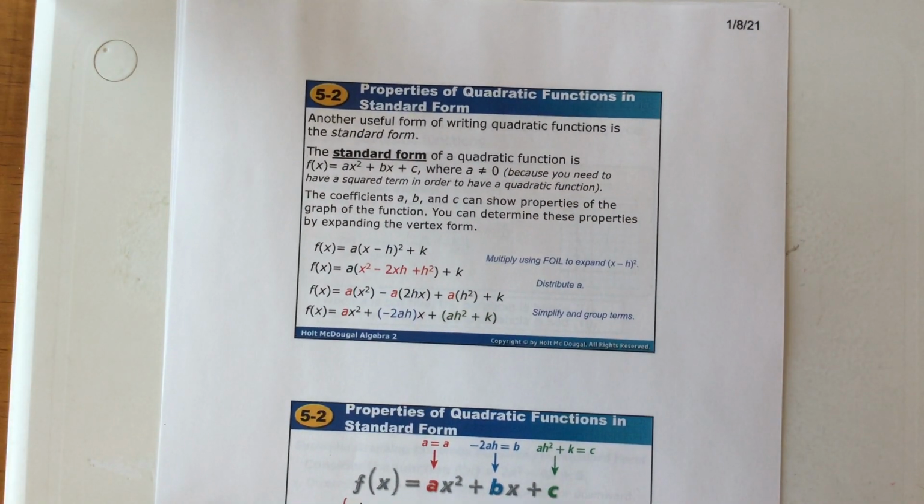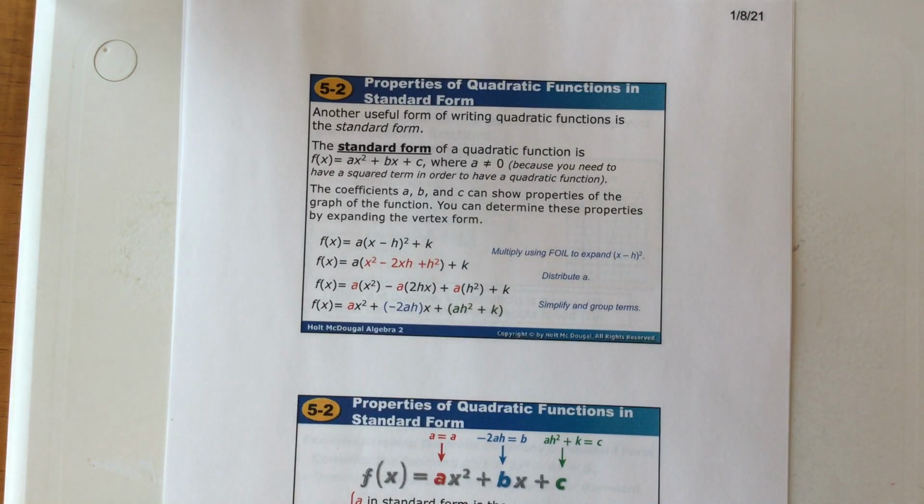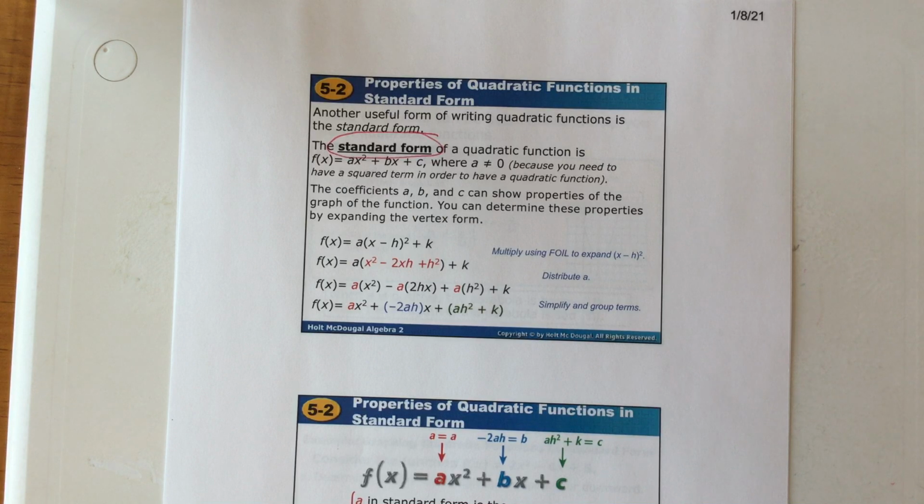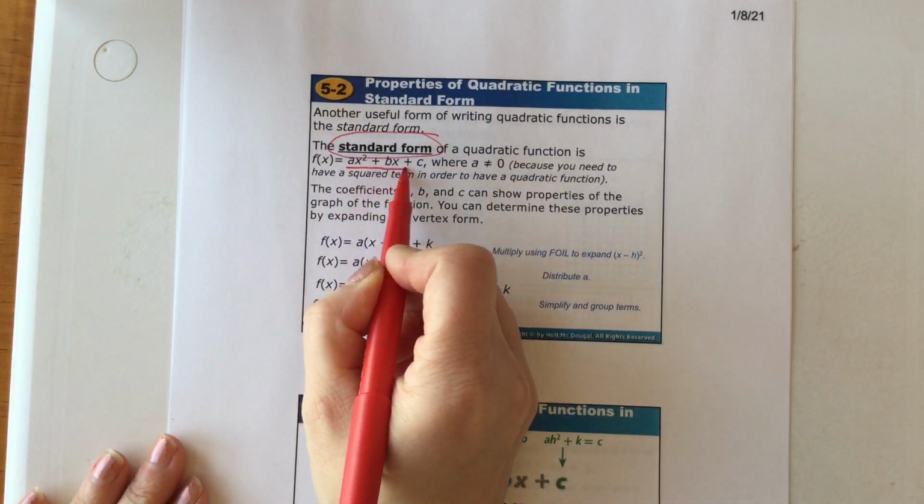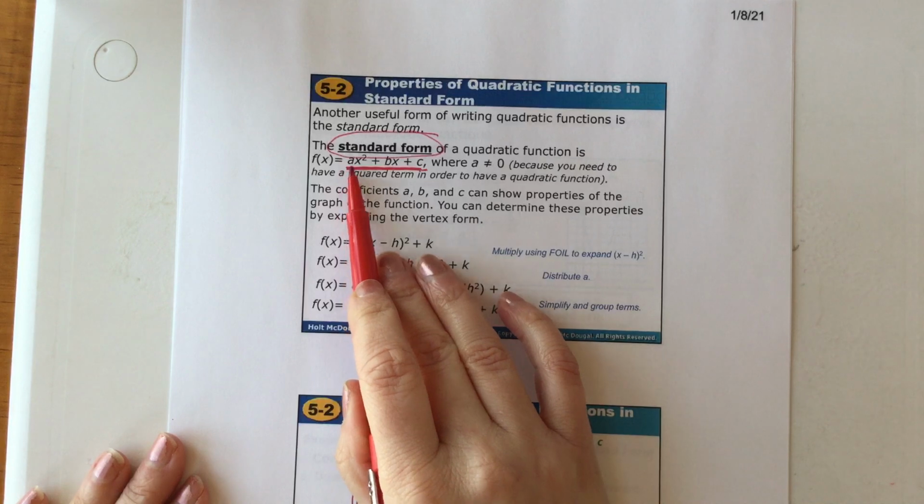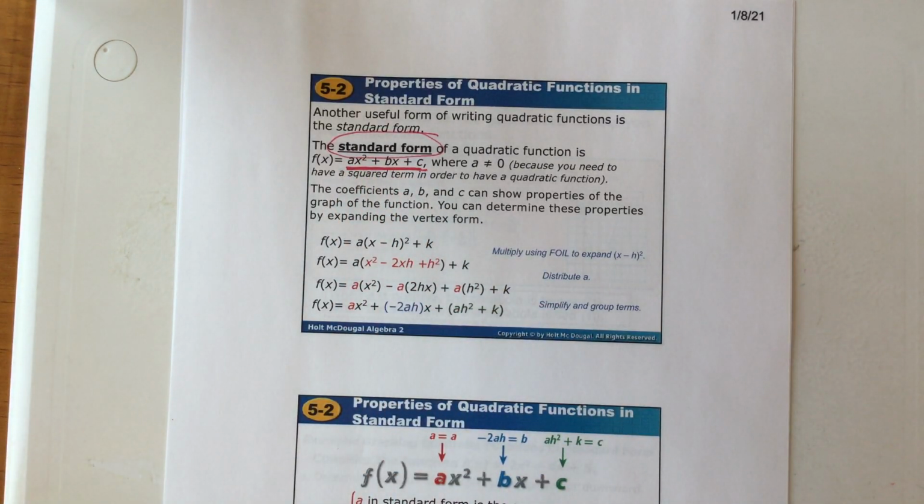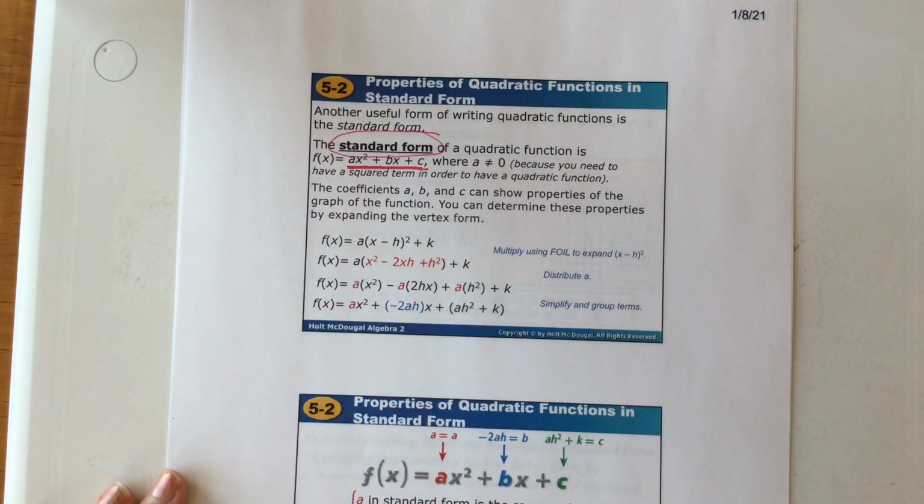Now, another useful form for writing quadratics is what's called standard form. This is a format that you have looked at in the past when you're writing things in standard form, when you are using the quadratic formula, anytime you factored, you always want it in this format. It is ax squared plus bx plus c, and you want it equal to 0. You want either 0 on one side or f of x or y.